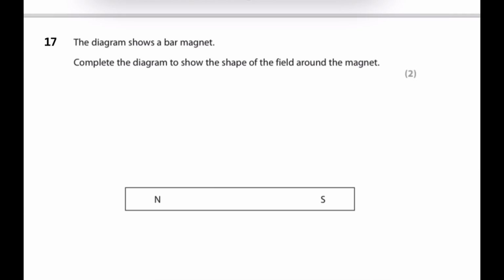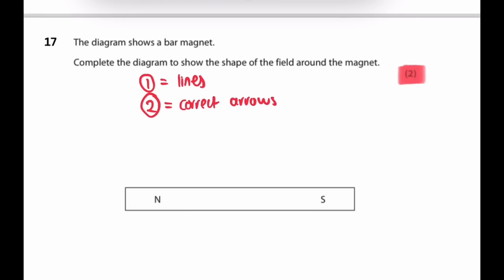The diagram shows a bar magnet. Complete the diagram to show the shape of the field around the magnet. So as you can see, this is going to give you 2 marks. The first mark is drawing the lines, and the second mark is drawing the correct arrows.